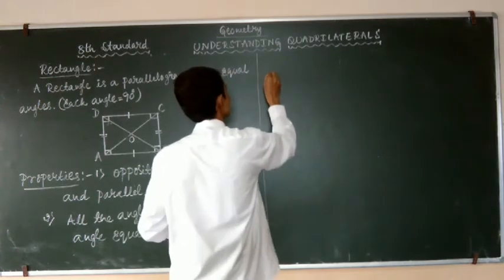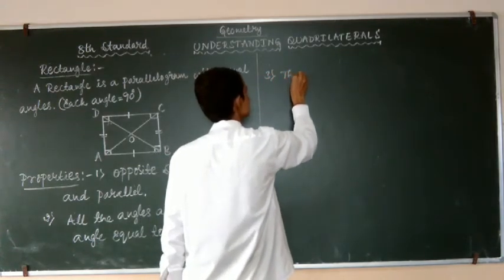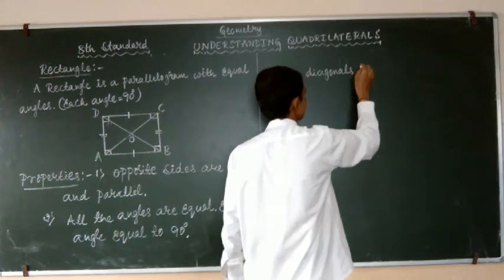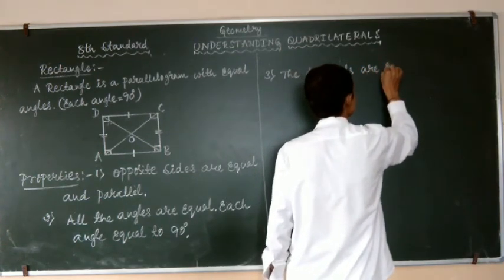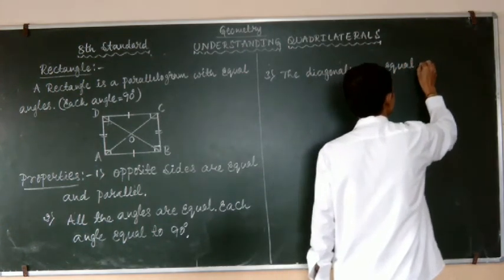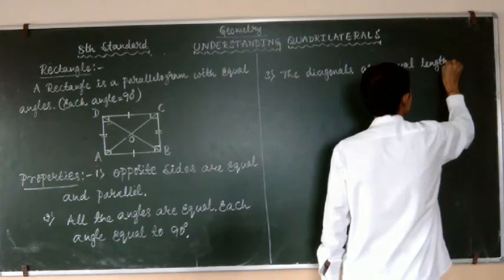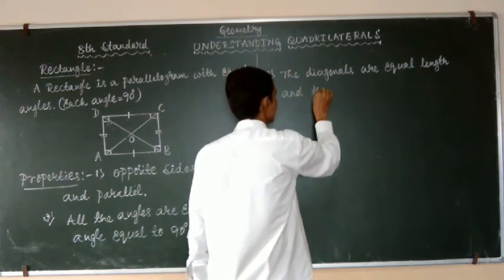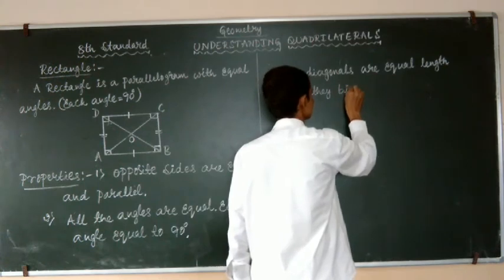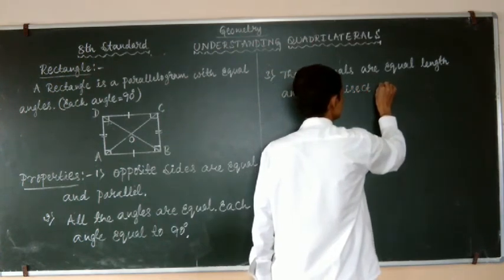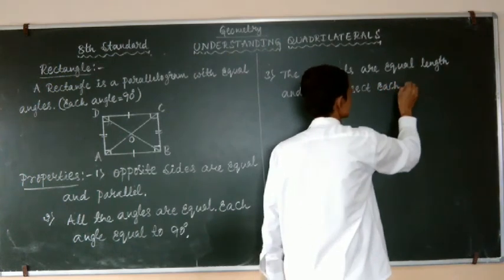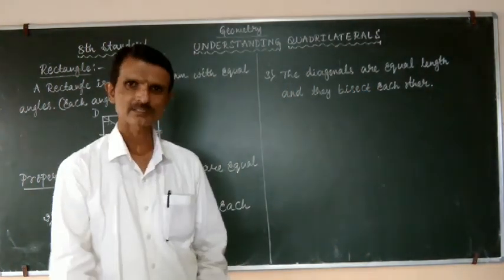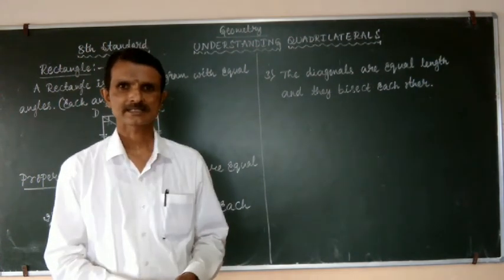The third property is the diagonals are equal in length, and they bisect each other. So this is about the properties of the rectangle.